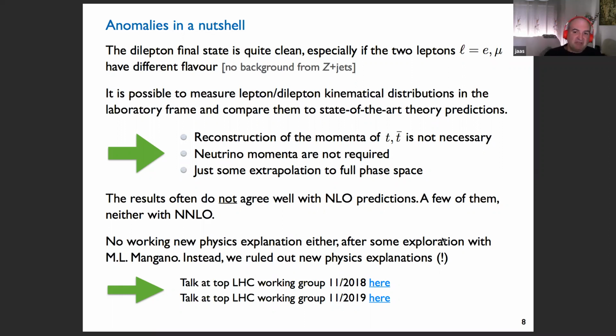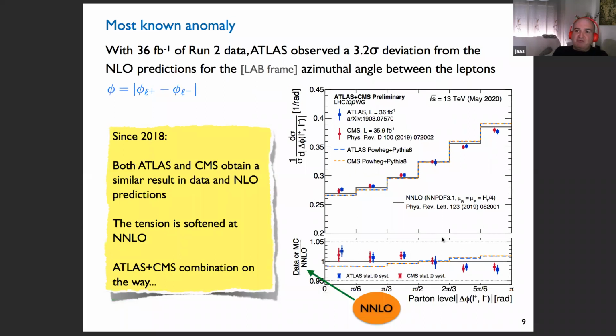And it turns out that the results sometimes do not agree with the next-to-leading order predictions. In some cases, neither with the next-to-leading order. There is no working new physics explanation. I did some exploration with Michelangelo, and instead we ruled out some beyond the standard model explanations. There are a couple of talks I gave at CERN with some trials. And I will begin with this anomaly in the angle phi.